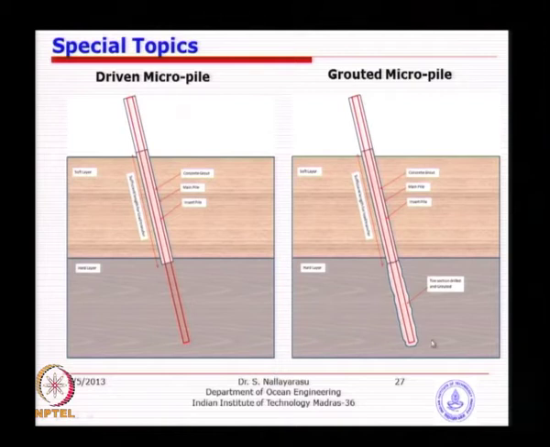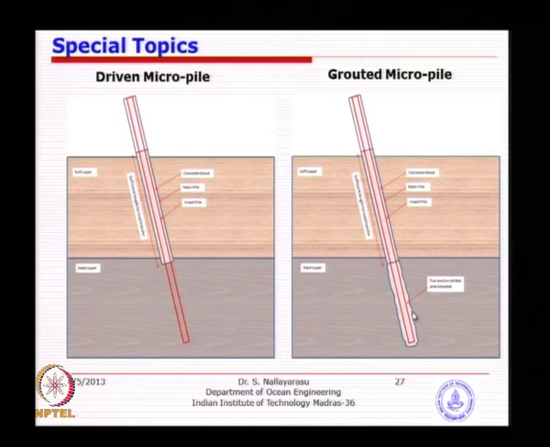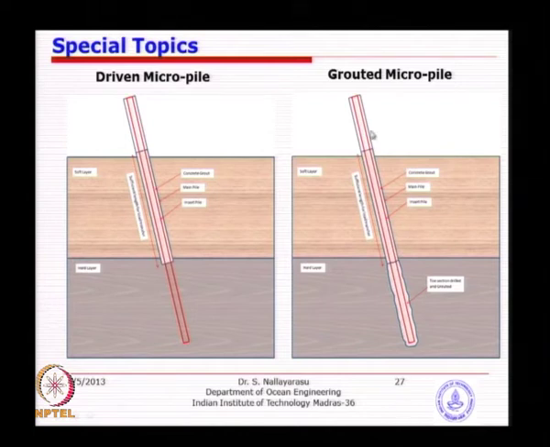If you have a very hard layer like sandstone or rock, then probably a driven micropile is also not going to work. So, you may have to do a drilled micropile. In some cases, I think I have shown some video, the pile itself is drilled and grouted. So, you can have a situation wherein you can't think of driving because you have a hard material at shallow depth itself.